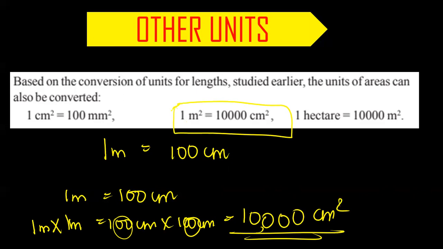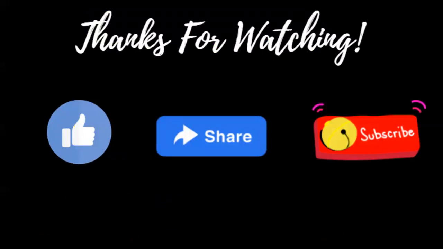Similarly, you can also devise the formulas for 1 centimeter square is equal to 100 millimeter square. A new unit is 1 hectare equal to 10,000 meter square. A small trick here is 1 meter square is 10,000 centimeter square. 1 hectare is also 10,000 meter square. So the same values but with different units. The only thing here is 1 centimeter square is 100 millimeter square. So that was the formula recap for class 7 maths, perimeter and area.